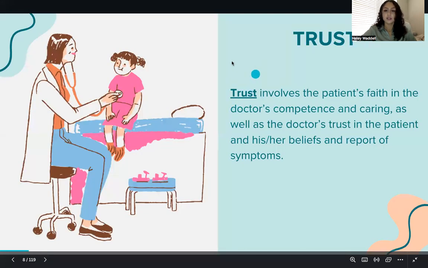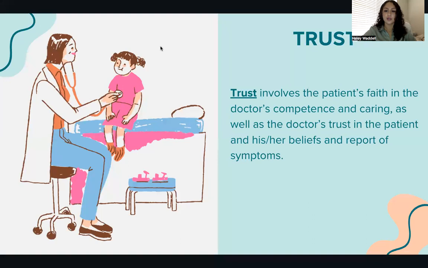Next, trust. Trust involves the patient's faith in the doctor's competence and caring, as well as the doctor's trust in the patient and his or her beliefs and report of symptoms. Does the patient trust that you know what you're doing? And do you, as a doctor or provider, trust that the patient is telling the truth about what's going on and their medical history or what they're feeling? And so this is important. Trust is probably the most important part of this relationship.